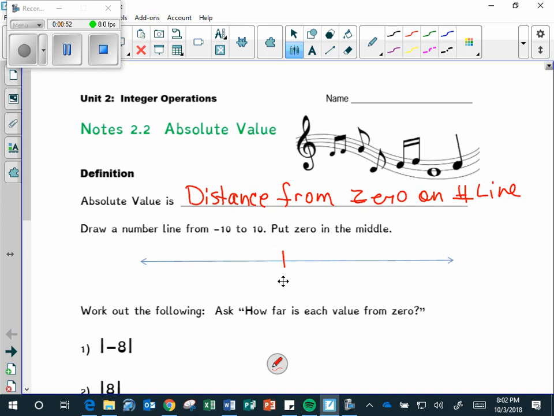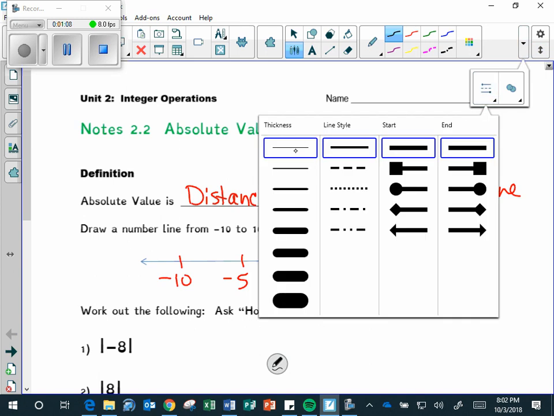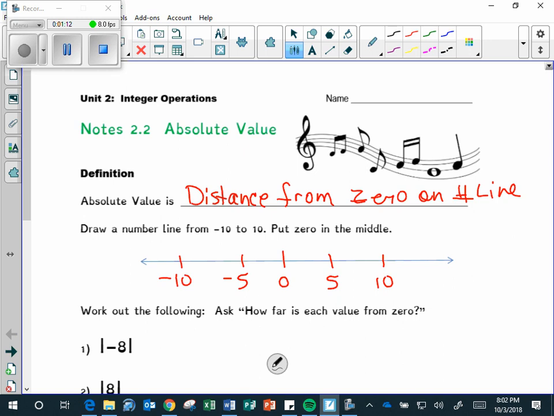So let's go ahead and number our number line here. We'll go from negative 10 to 10, like it says. Let me try something with my pen here for a second. Not quite sure why I'm not getting the little pencil sign. I don't know what that's about. Okay, I'll keep going. Sorry about that.